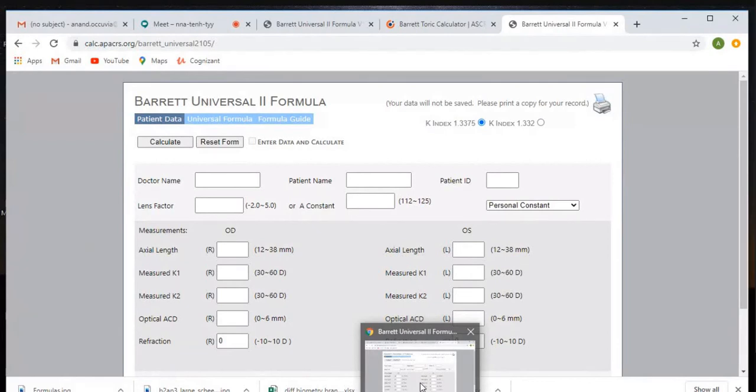This Barrett toric calculator is meant for the Alcon toric IOLs only. Nowadays the Alcon market is very huge in India, so many doctors are going with Alcon only. So the Barrett toric or Barrett normal calculator is meant to calculate for the Alcon IOLs, but it is giving very accurate readings for the other IOLs also, so the other IOLs started their own lens factor and started using this Barrett calculation.